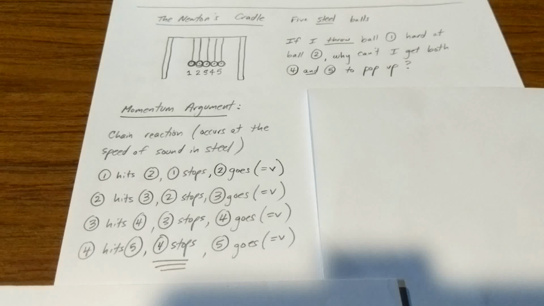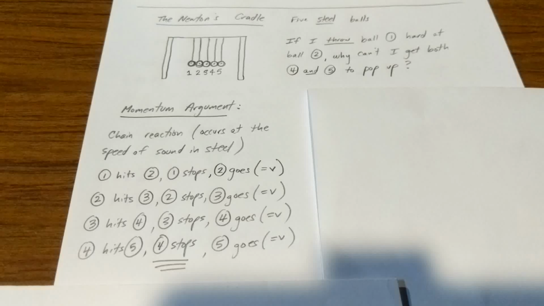So that's written in shorthand here. 1 hits 2, 1 stops, and 2 goes with equal speed. The next step in the sequence of events is that 2 hits 3, 2 stops, and 3 goes with equal speed. Then 3 hits 4, and 3 stops, 4 goes with equal speed. So at this moment, for example, if 1 hit 2 going a speed of v, by now 3 has hit 4, 3 has stopped, and 4 has all of the momentum, which is equal to the momentum that ball number 1 had in the first place.